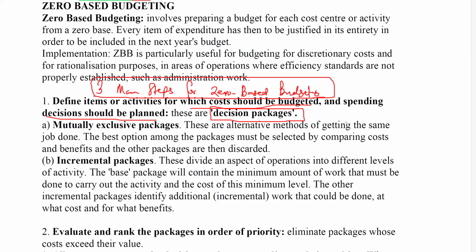Okay, so sometimes we can have what we call mutually exclusive packages, and we can have what we call incremental packages. Now, the mutually exclusive packages are alternative methods of getting the same job done, but we are saying that they cannot be done at the same time. That's what mutual exclusivity means. So the best option among the packages must be selected by comparing the costs and benefits, and other packages are then discarded because they are mutually exclusive. You can't do them at the same time. So you consider the ones that it is more appropriate to include.